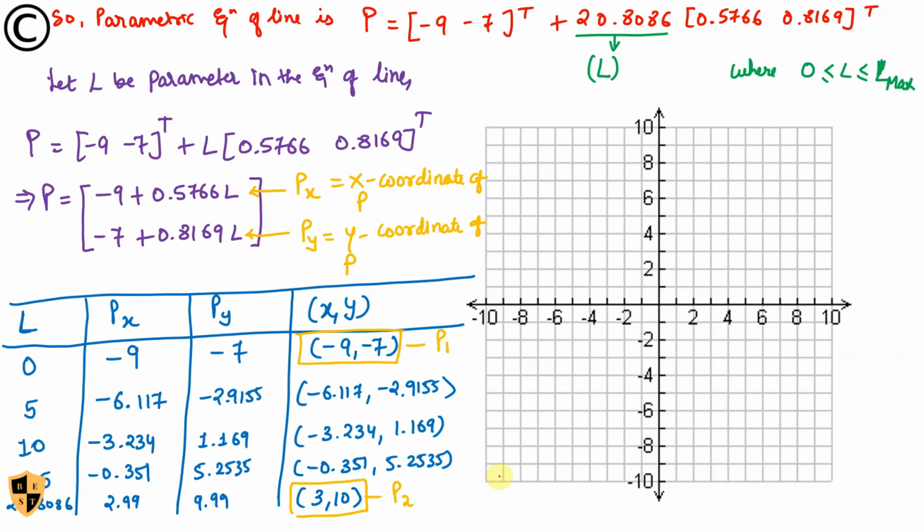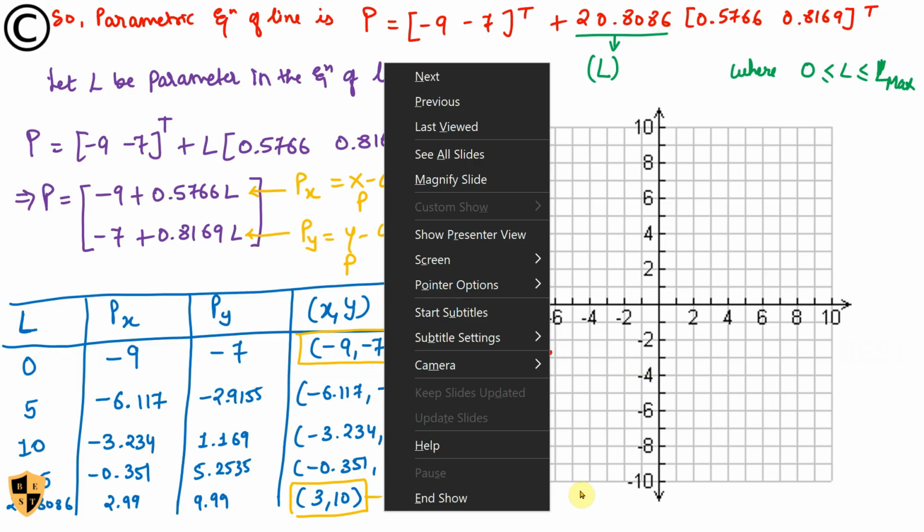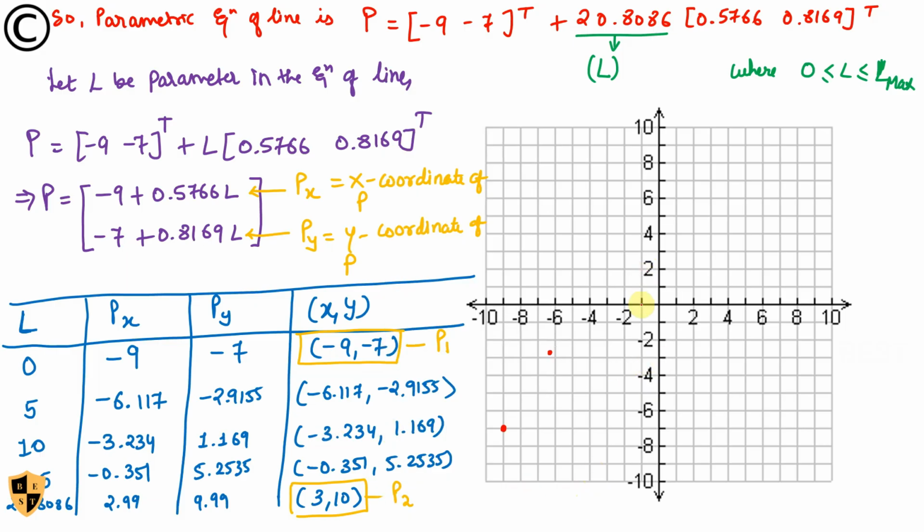Quickly we can plot the first point minus 9 comma minus 7, second point minus 6.11 and minus 2.9, somewhere here. Then third point minus 3.24, 1.169, somewhere here. Then minus 0.351, 5.25, somewhere over here maybe, and last 0.3 comma 10.